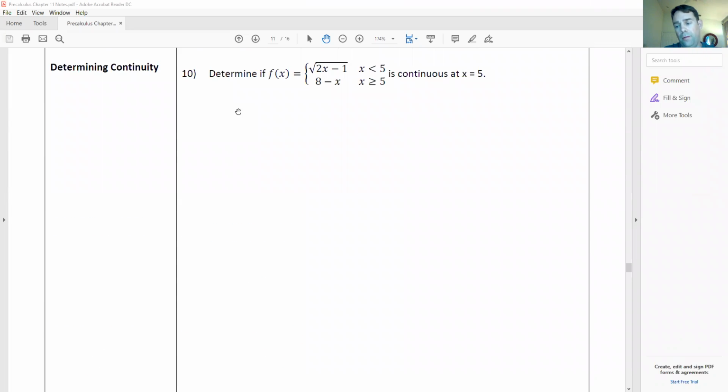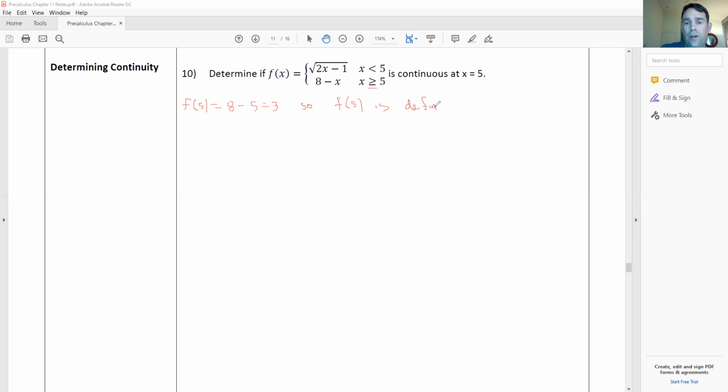So let's take this function right here. Is it continuous at x equals 5? The first thing we have to figure out is, is it defined? So here's my equal sign right there. So f of 5, I'm going to plug it in here. f of 5 equals 8 minus 5, which is 3. So that means f of 5 is 3. So f of 5 is defined. So we made the first qualification.